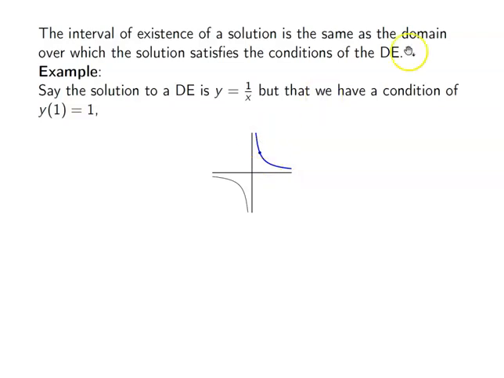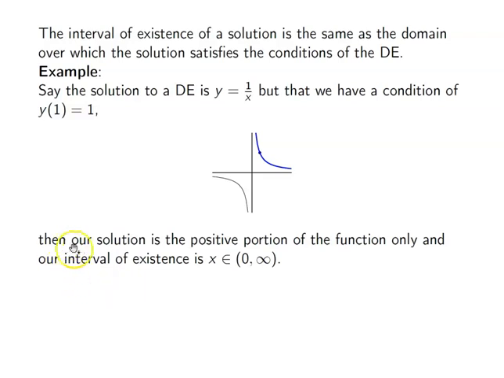So here, the domain for my solution would be from 0 to infinity, 0 not included. I can't even consider the stuff on the negative side because this condition is saying it has to be this part. Okay. So the solution here is the positive portion of the function only, and my interval of existence is from 0 to infinity, 0 not included. So if I have conditions, it allows me to narrow down exactly what I need as a solution.